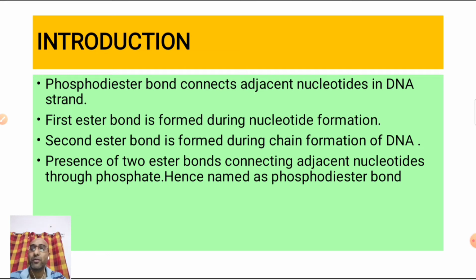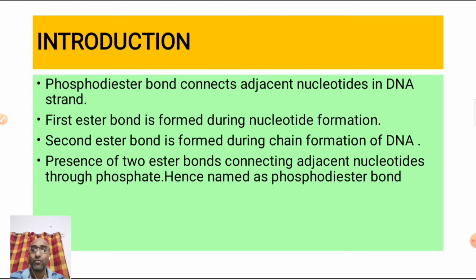So first ester bond is formed during nucleotide formation. A nucleotide is made up of a phosphate group, a pentose sugar and a nitrogenous base. The pentose sugar and phosphate group are attached by means of an ester bond. So the first ester bond is formed during the nucleotide formation. Then the second ester bond is formed during the chain formation of DNA. That is, when a polynucleotide chain is formed and different nucleotides come together and are joined with each other, the second ester bond is formed between two adjacent nucleotides.